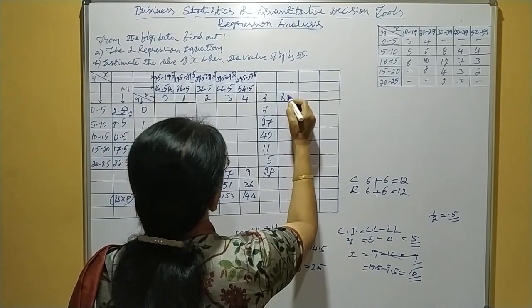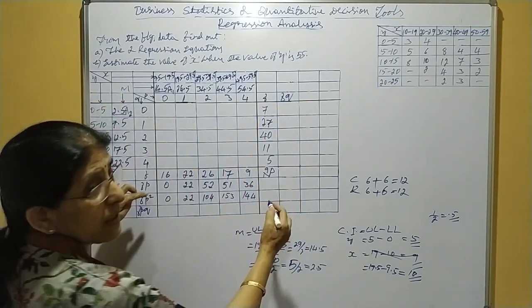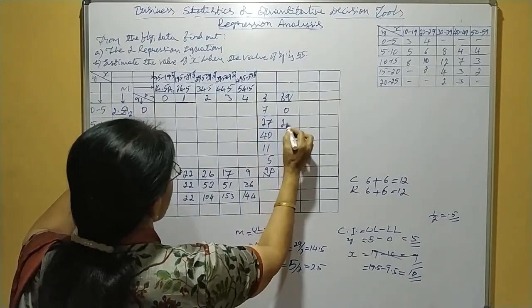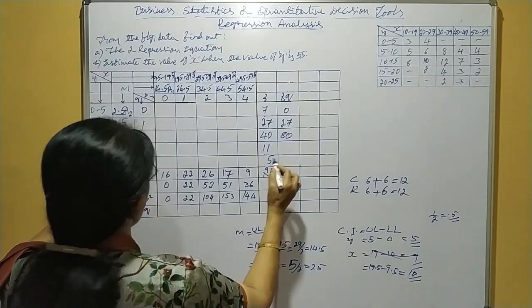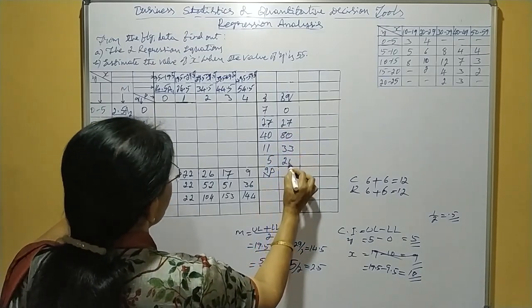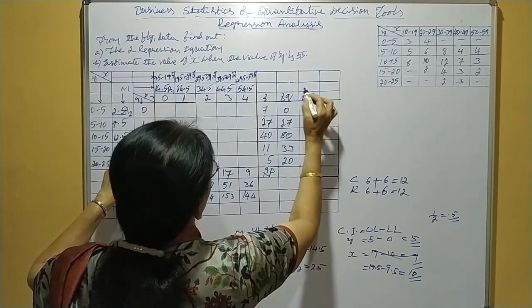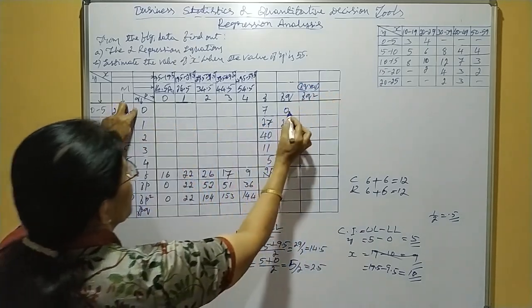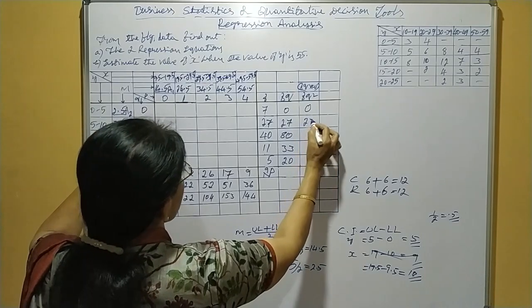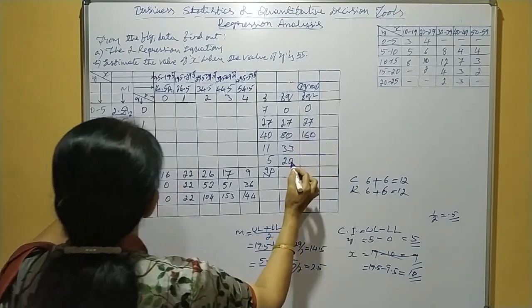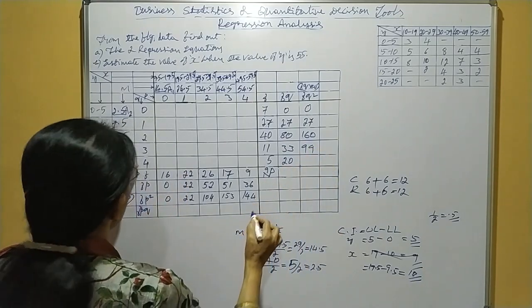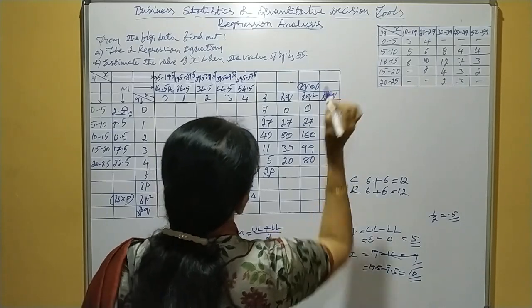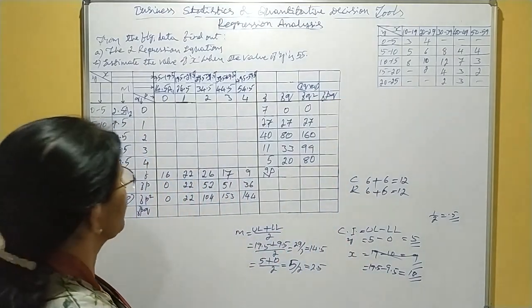First take FQ. These are Q values, these are F values. FQ means F into Q. 7 into 0, 27 into 1, 40 into 2, 11 into 3, 5 into 4. Okay. Next one, FQ square, that is nothing but FQ into Q. FQ into Q. 0 into 0, 27 into 1, 80 into 2, 33 into 3, 20 into 4. Next, here you have to take FPQ.